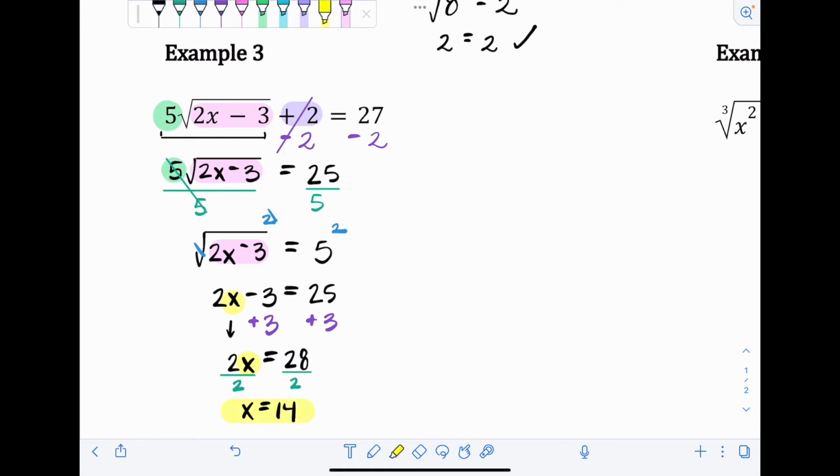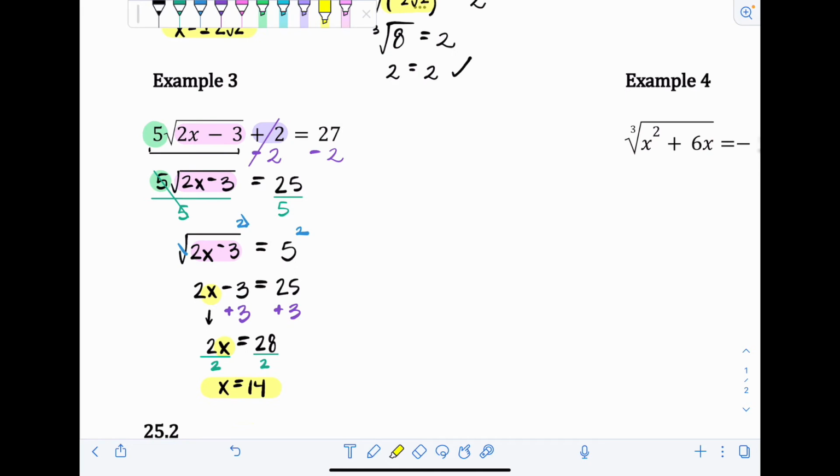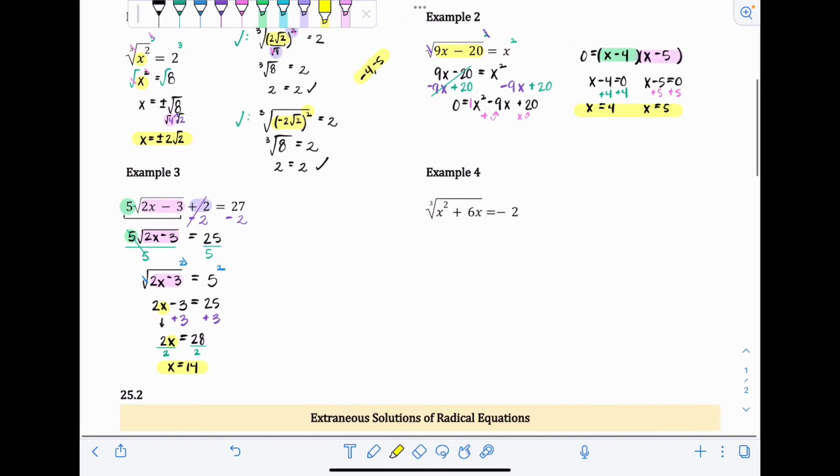So x equals 14. Same thing as before, it's always a good idea to check. We know that in this whole section the solutions will be valid, because the next section is when we're going to get to extraneous solutions though. So I'm going to skip it for this section and we'll do it in 25.2.